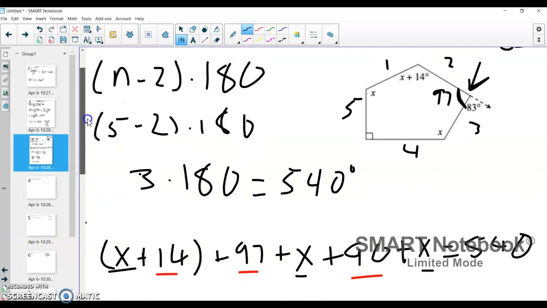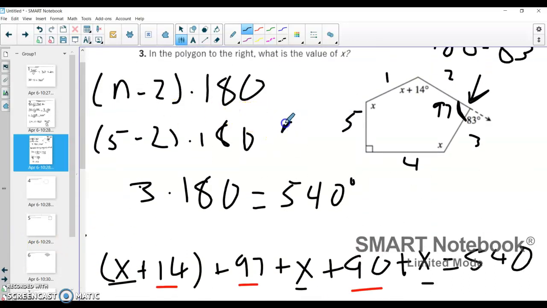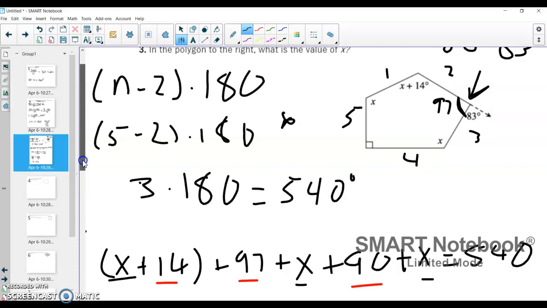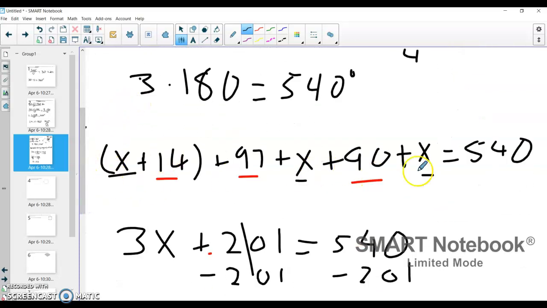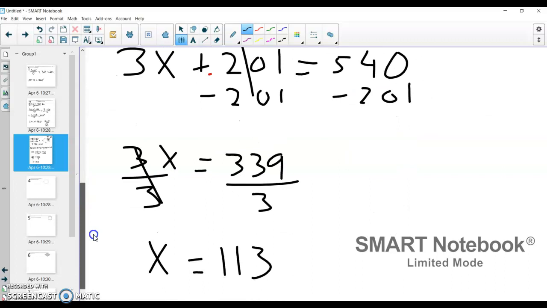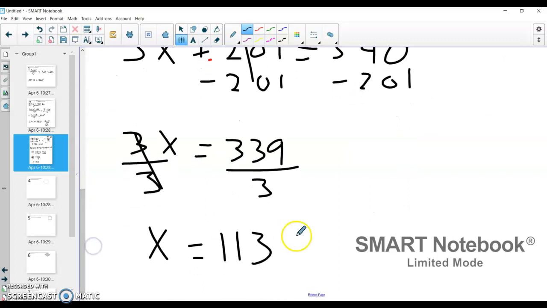Okay, so really what I did there, the first part right here, I did my equation to find the sum of all the interior angles. Then I added up all my interior angles, even though they have variables in them and they have different things in them, and I set it equal to 540 because I know that's what it has to equal from my formula. And then I combined my like terms and solved for x, which gave me x equaling 113 degrees.